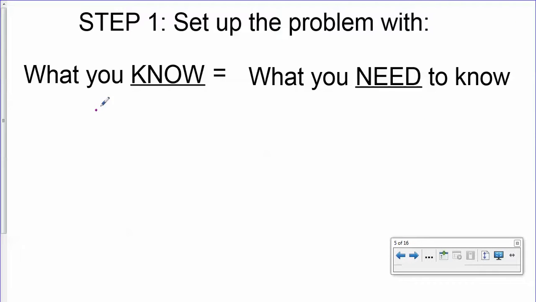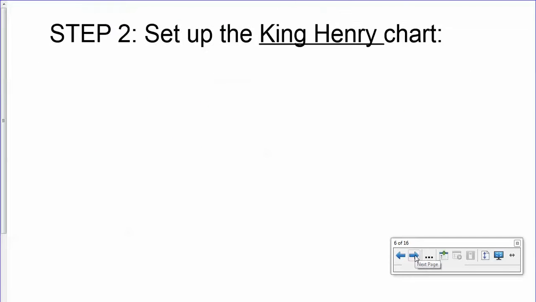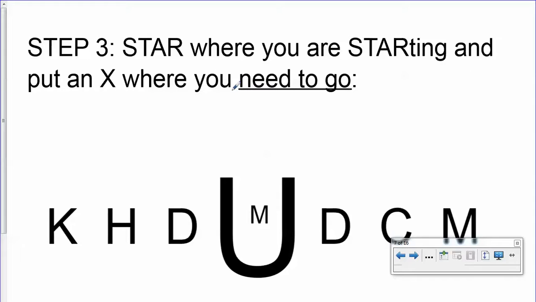Anything that I write, you are going to need to write also. I have 20.5 kilometers, and I need to know how many centimeters are in my 20.5. So for my third step, you have your chart set up for you also. You need to put a star where you're starting. Get it? Star for starting. Haha, yeah, so clever. Then you need to put an X where you're going to go. So I'm going to be traveling from kilometers to centimeters.